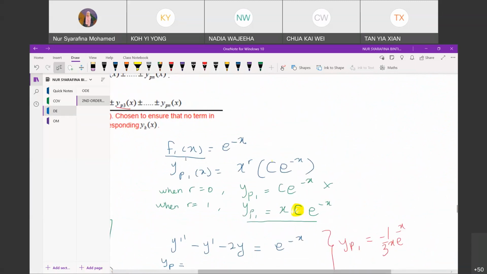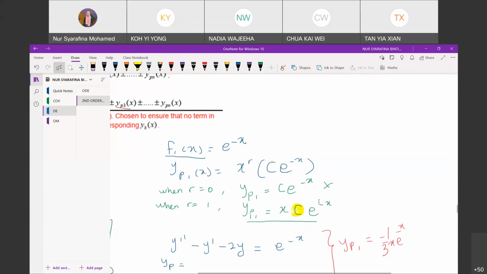Okay, in your f1, it is e to the power of minus x. Then your yP1 should follow the exponential part in case 2. Okay, when f1 is e to the power of minus x, yP1 equals x to the power r times c e to the power of minus x. Check the value of r. There is a similar term when r equals 0. There is no similar term when r equals 1. So this is your yP1.